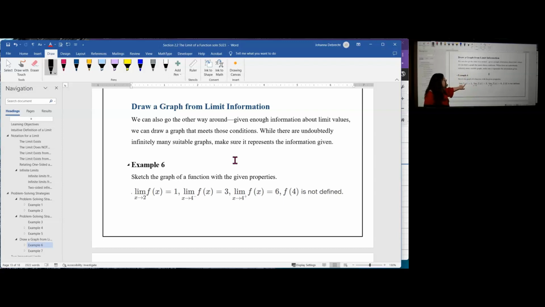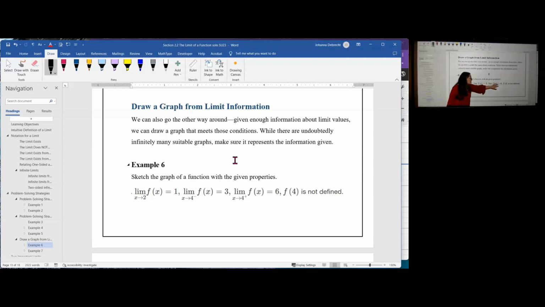We want the limit of the function as x approaches 2 to be 1. That means that either it really is 1, the function is defined there, or I have a hole in the graph and it's not defined there, or it's defined there, but it's a displaced point. All three of those would establish that the limit as x approaches 2 is 1.